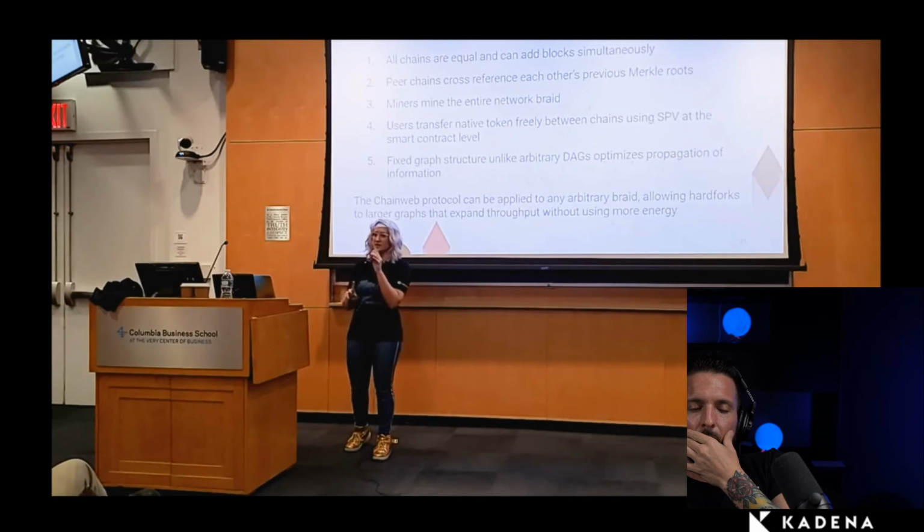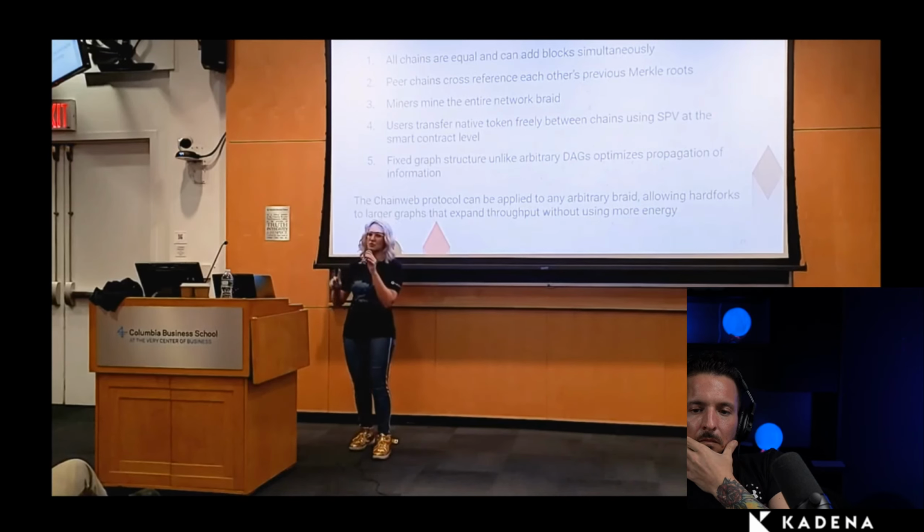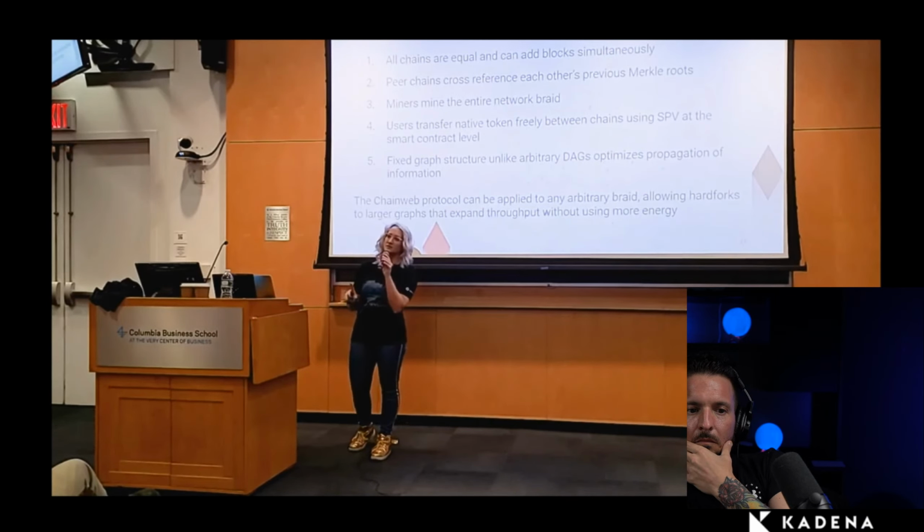The graph structure of Chainweb is fixed, so each time you want to change it, you have to hard fork to a different configuration. This is what allows us to get the most efficient way of transferring information across the network. You can have a fixed graph structure that has a maximal degree diameter solution so that you can propagate information efficiently. It's not an arbitrary DAG.